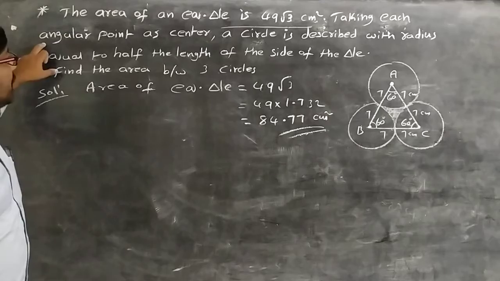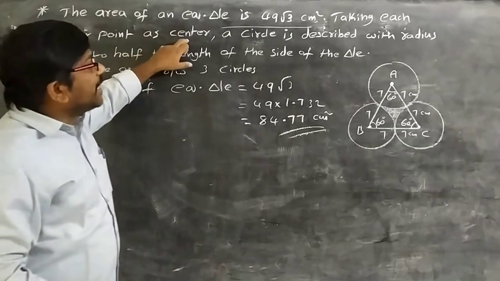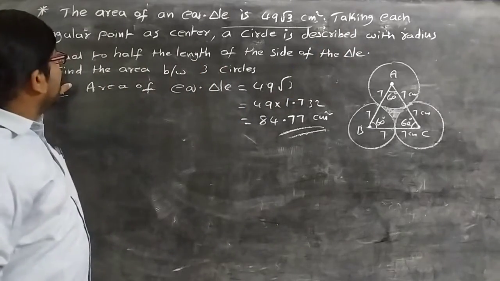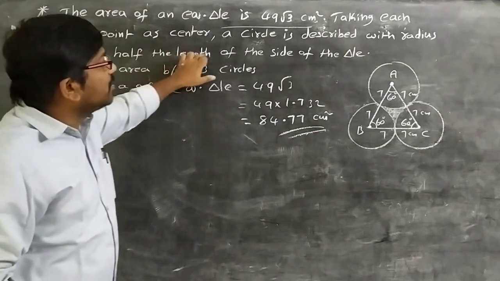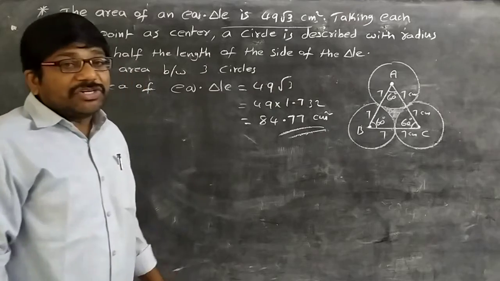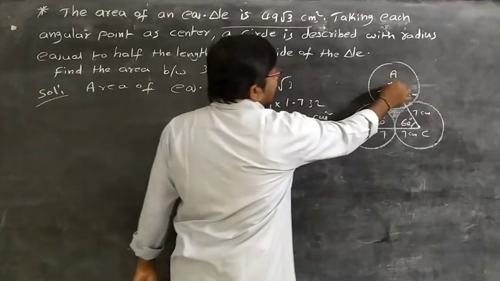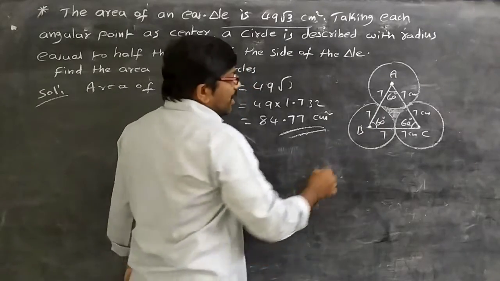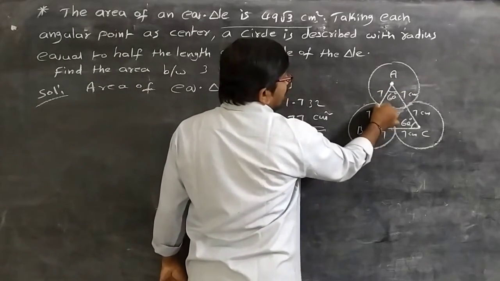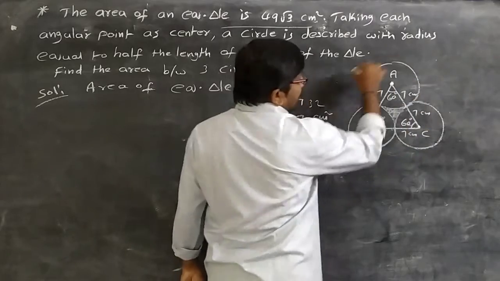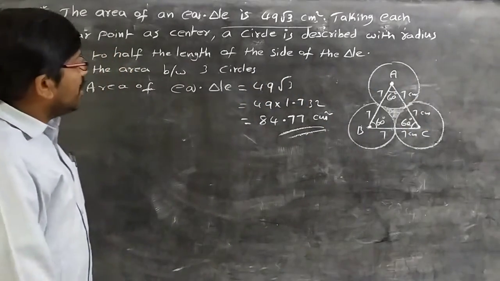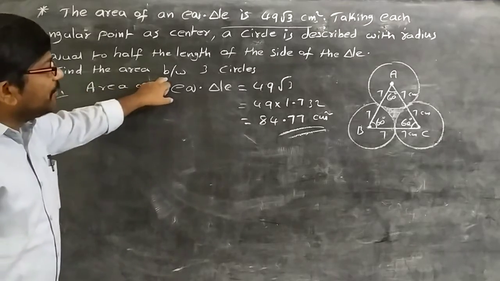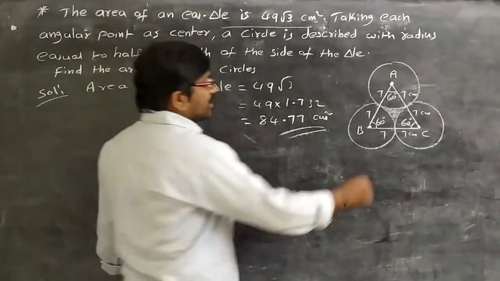So taking each angular point as center, a circle is described with radius equal to half the length of the side of the triangle, right? Here the side of the triangle is 14 centimeters, then the radius is 7. Here also 7, here also 7. Then the question is, find the area between three circles, right?